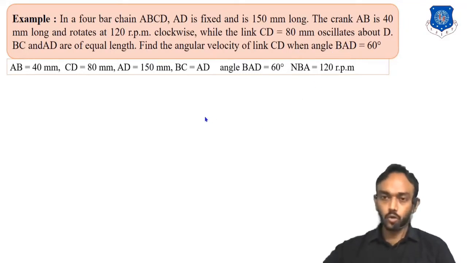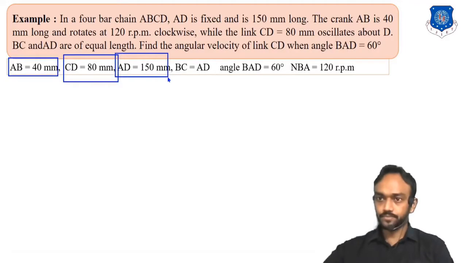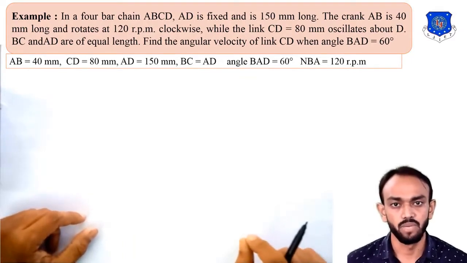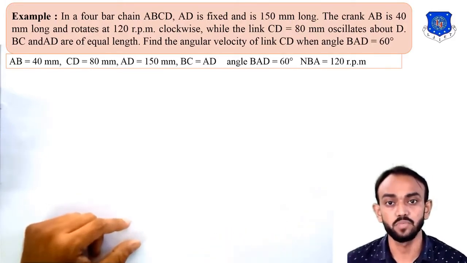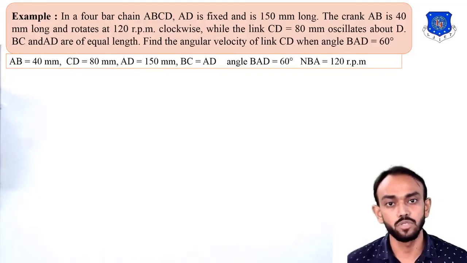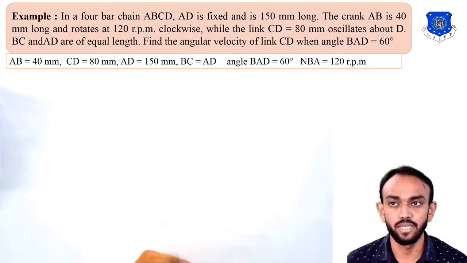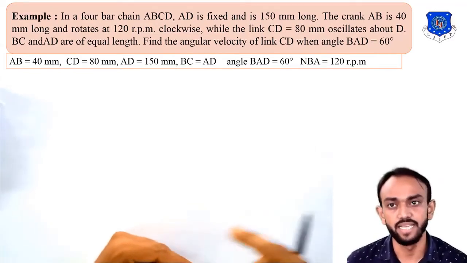So first of all, we have to draw this whole mechanism. So check the dimensions first. The lengths of all 4 links are given here. First of all we have to draw this space diagram. Minimum 1 or 2 marks are given in an exam for drawing only the space diagram which is given in a paper. So we have to just draw the given figure with a scale. So we can see the 4 dimensions of the links: AB is equal to 40, CD is equal to 80, and AD is equal to 150.